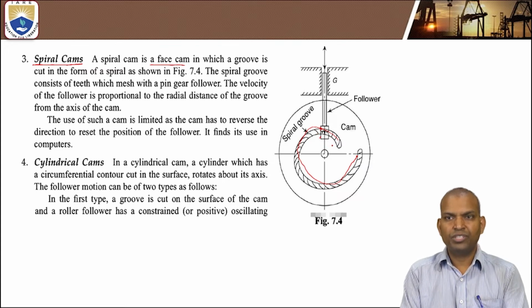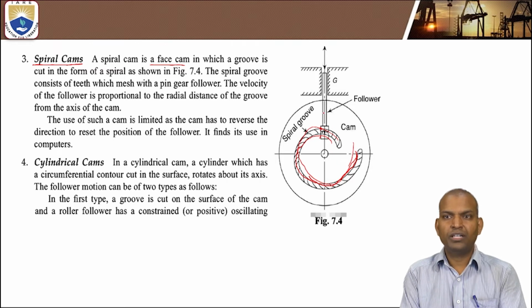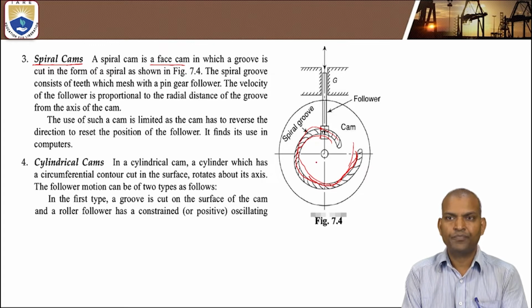If the spiral groove is exactly circular in shape, then there is no vertical translatory motion of the follower. But the radius of the spiral groove is not constant. It is variable. That's why, when the follower is always in touch with the groove of the cam, the motion of the follower depends on the groove. So the motion of the follower is dependent on the shape of the spiral groove.